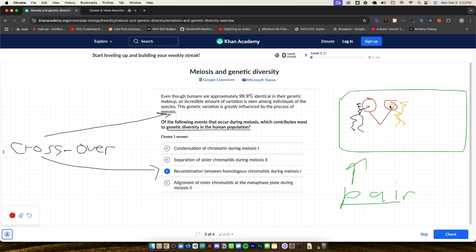But then what happens is these parts of the DNA are going to break apart from each other and swap places. So that's what the recombination is talking about. They're going to break apart and recombine with the other member of this homologous pair. Remember, the homologous pair refers to each of these different chromosomes. All right.